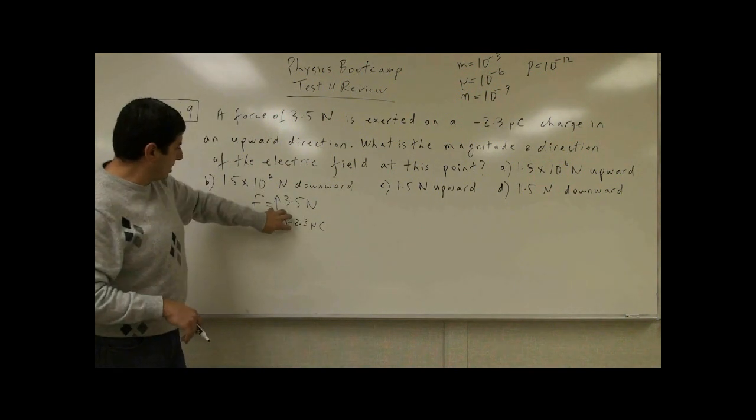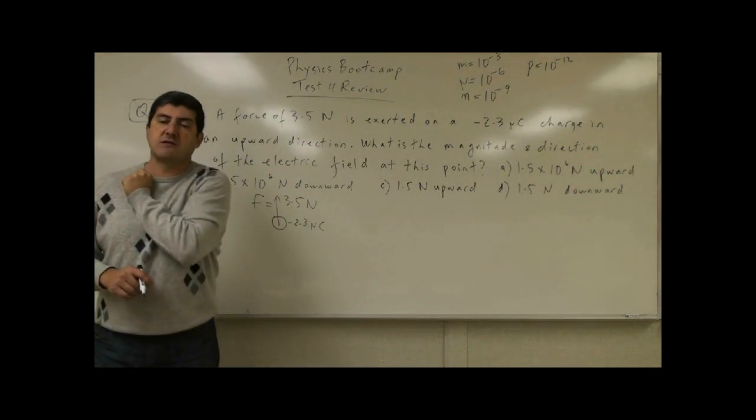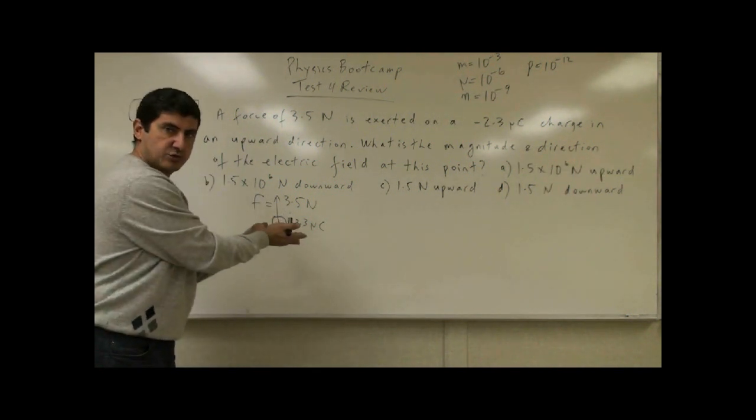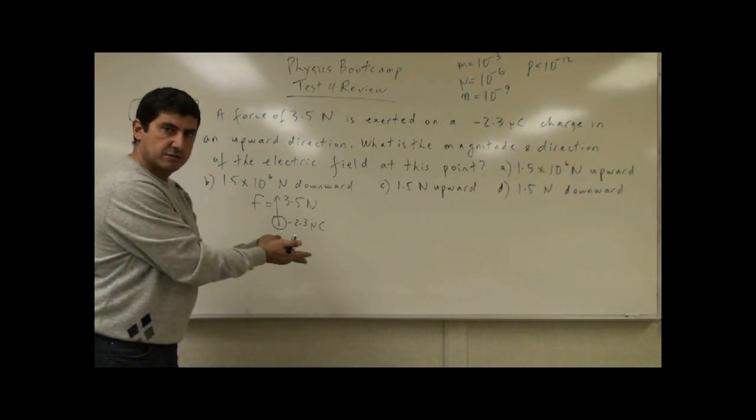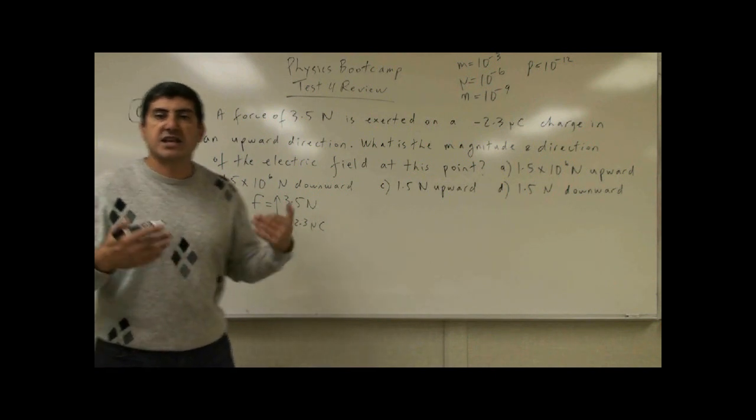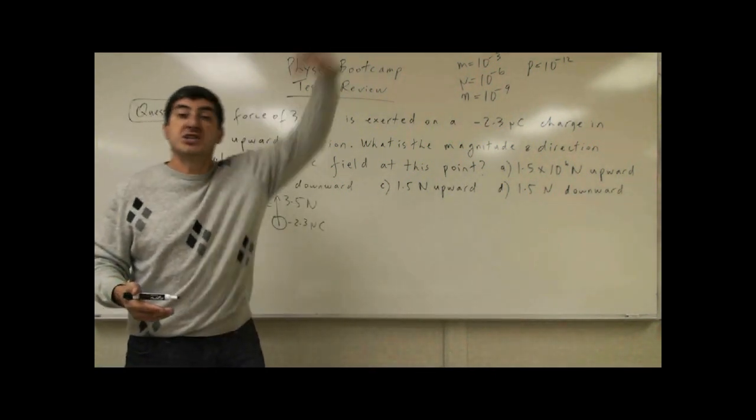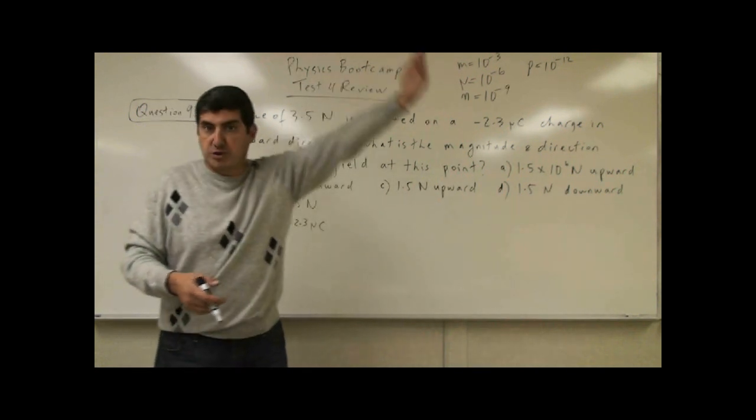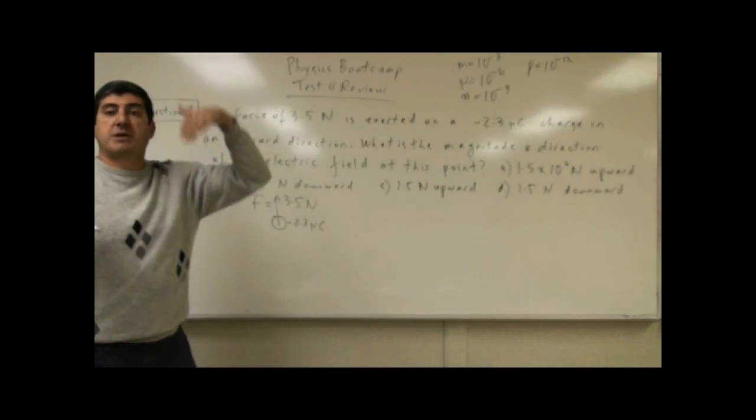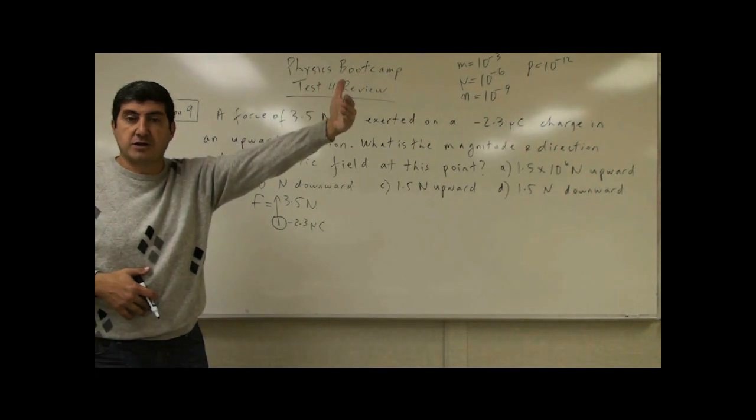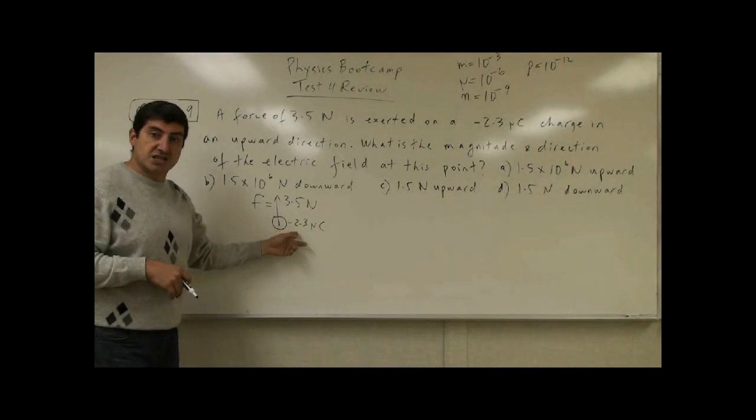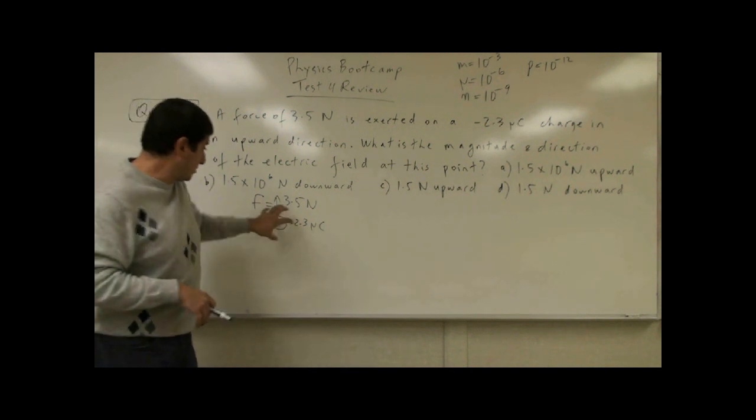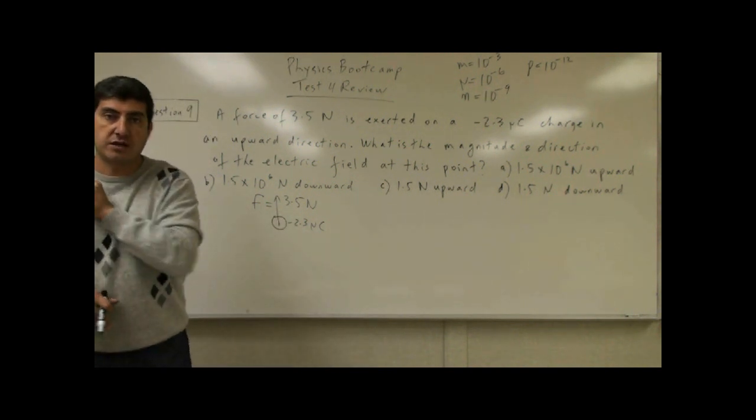So all of a sudden, if I take away this negative 2.3 microcoulomb charge, is there going to be any electric field remaining there? The answer is yes, because that electric field is set up by some other source. It could be a single charge, it could be multiple charges. So some other source is setting up that electric field independent of the existence of this charge. So what is the magnitude of that electric field if I take this charge away?